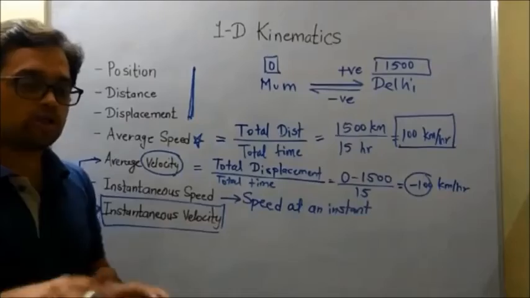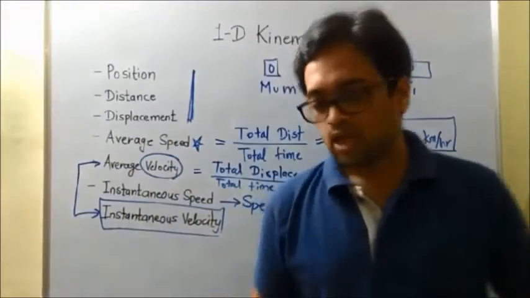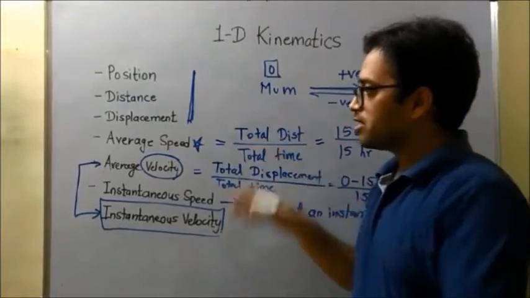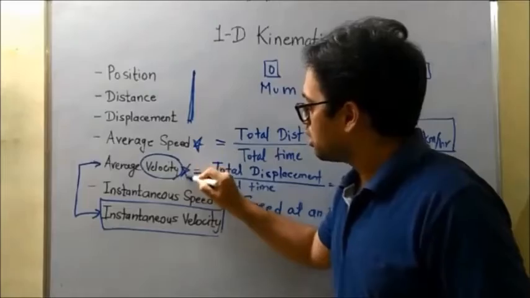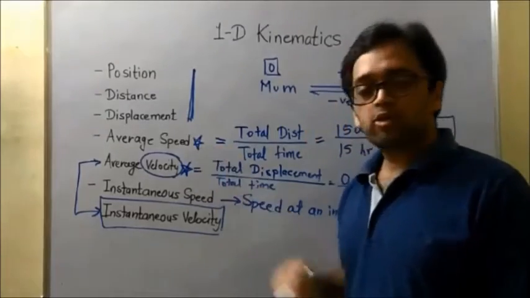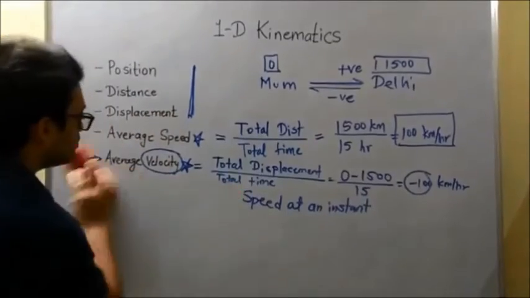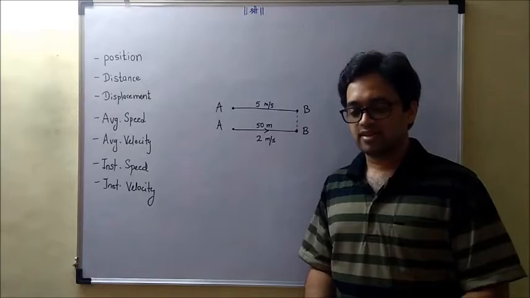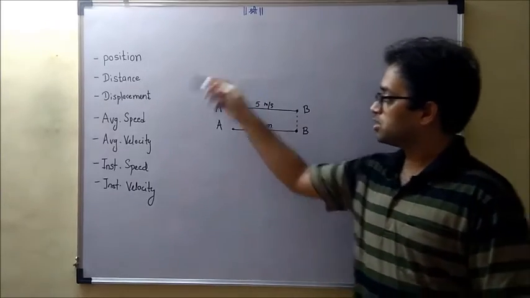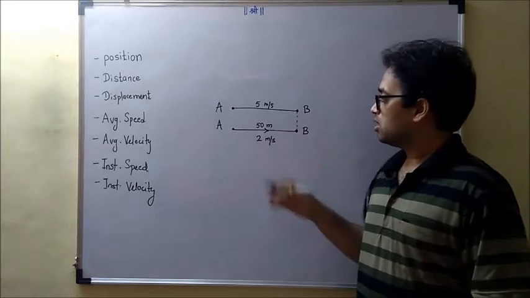Now if you have understood all these concepts well, I'm going to give you a very small numerical for a better understanding of average speed and average velocity. For these two terms, I'm going to give you a small example. So take it down. Let me explain how all these terms are calculated by giving a very simple example.